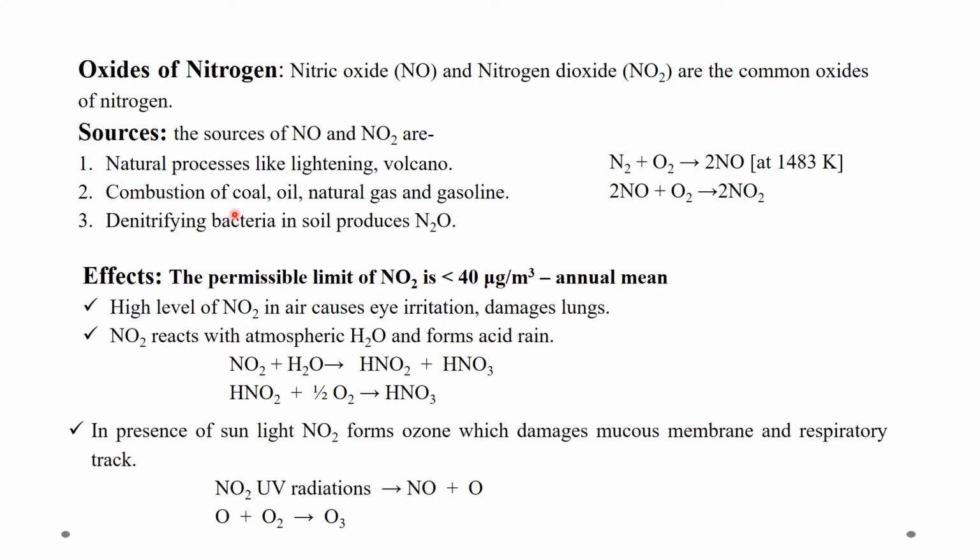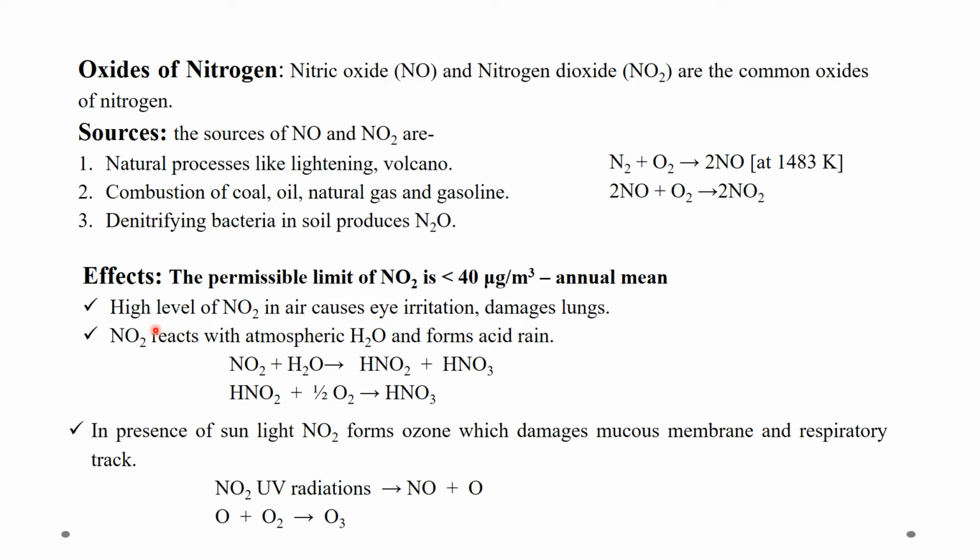Combustion of coal, oil, natural gas and gasoline. Incomplete combustion will also lead to the release of oxides of nitrogen into the atmosphere. Denitrifying bacteria in soil produces NO2. In the soil, the natural bacteria during denitrification release N2O into the atmosphere.